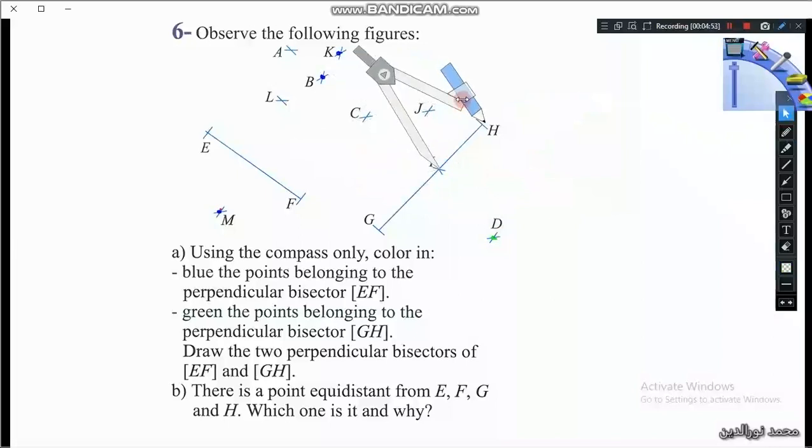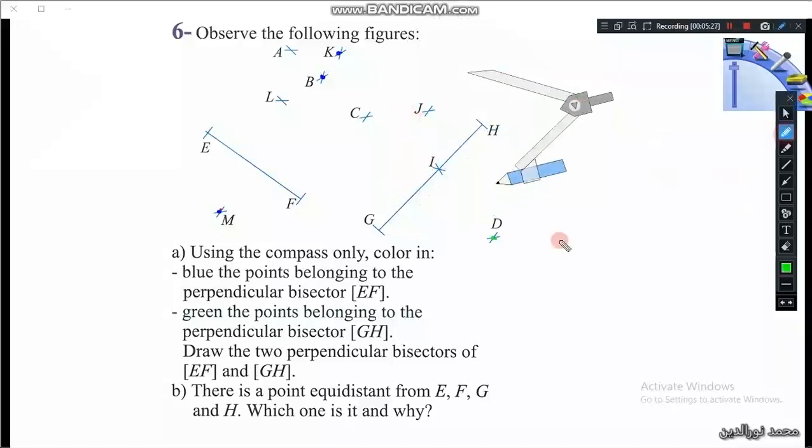So this is the distance IH. It's not the same as IG. IH and IG are not equal. So I is not equidistant, so it does not belong to the perpendicular bisector of GH. And now let's try C. For point C, this is the distance CH. It equals CG. They are equal. So C belongs to the perpendicular bisector of GH, and we color it in green.